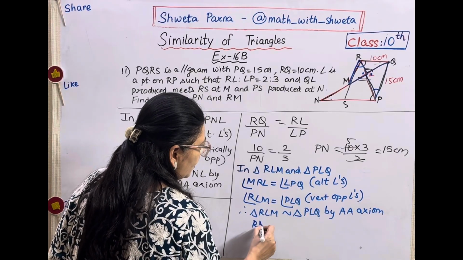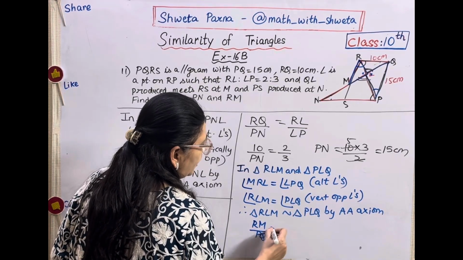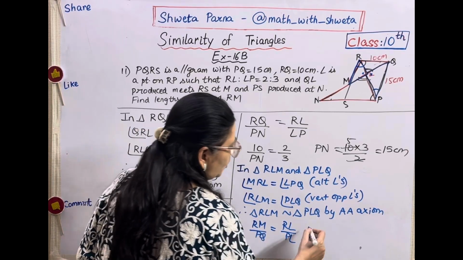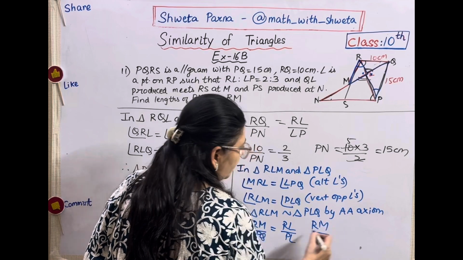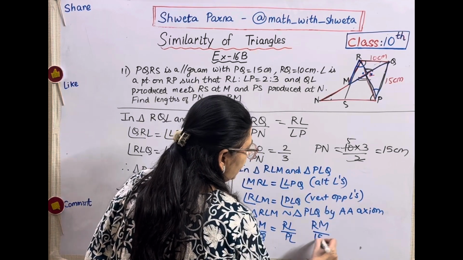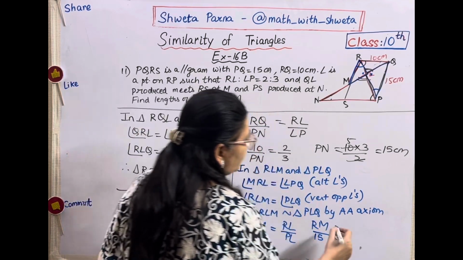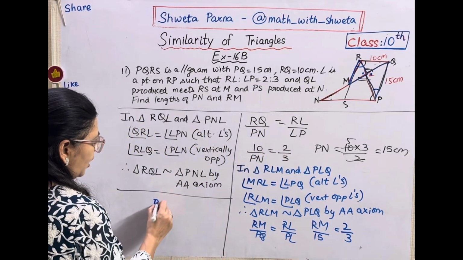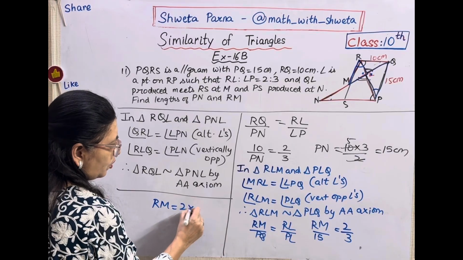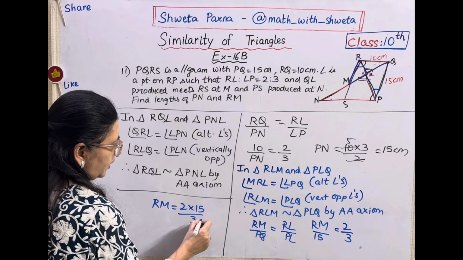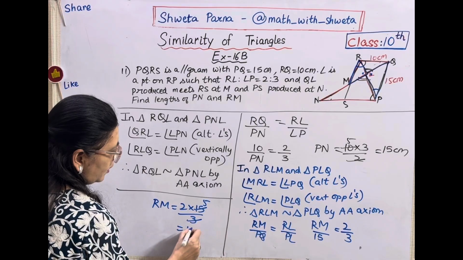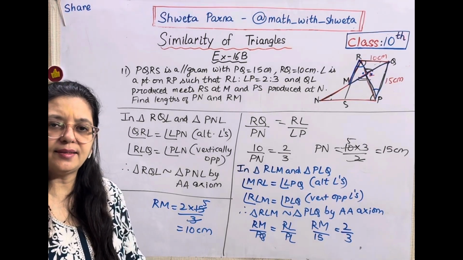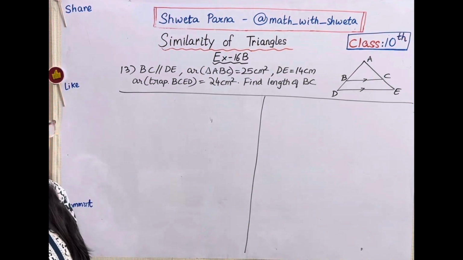So RM upon PQ is equal to RL upon PL. RM you need to find. PQ is given as 15. RL to PL ratio is given as 2 upon 3. So now find RM. So RM would be 2 into 15 divided by 3. 3 5s are 15, so it is 10 centimeter. I hope it's clear, children. Yes? Let's go to question number 13.